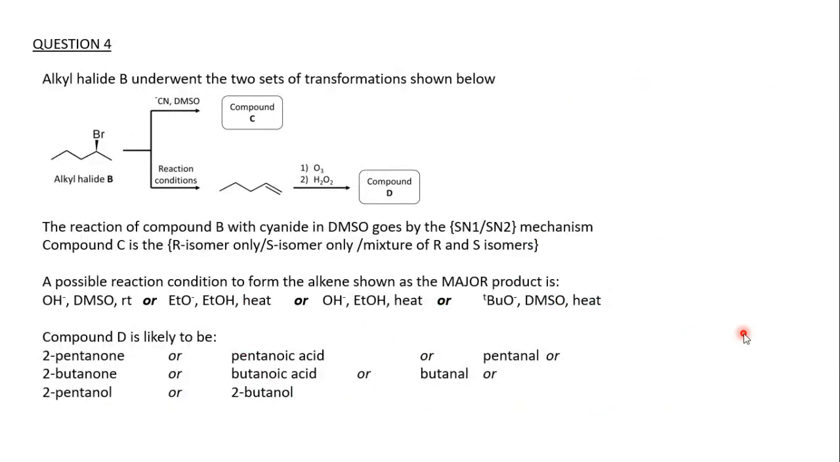All right. Question 4 now is a combination of two topics. It is a combination of substitution and elimination, and also a little bit of revision right here. So it's all mixed in one. So the first question you were asked, you're given this scheme. So you look at your alkyl halide B and you look at your reagent. CN minus is cyanide, and we have DMSO, which is a solvent.